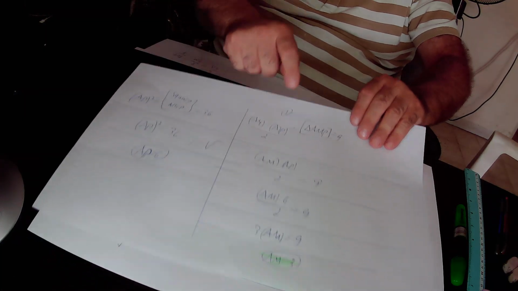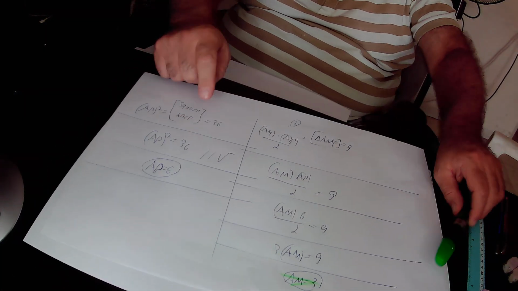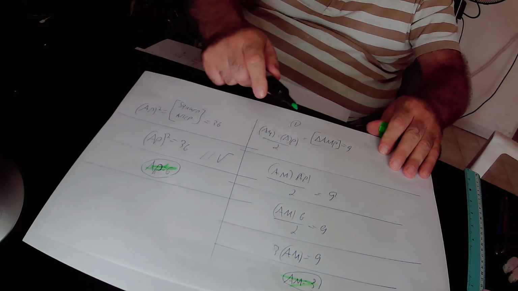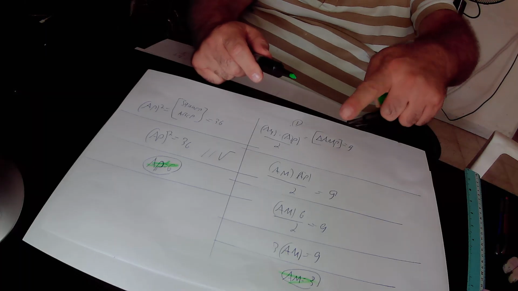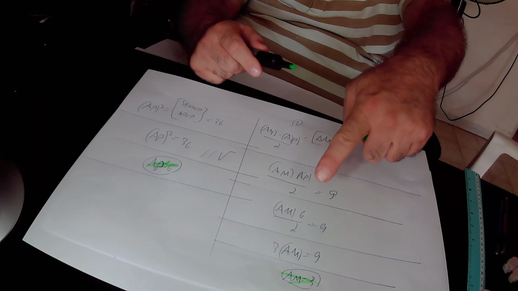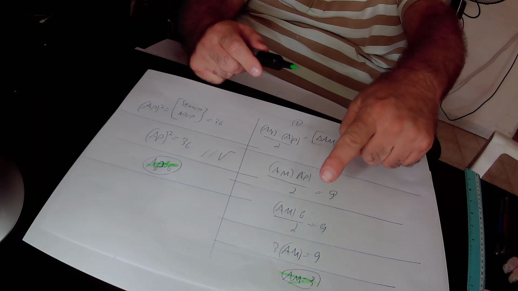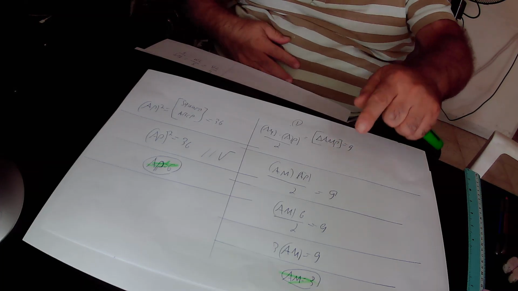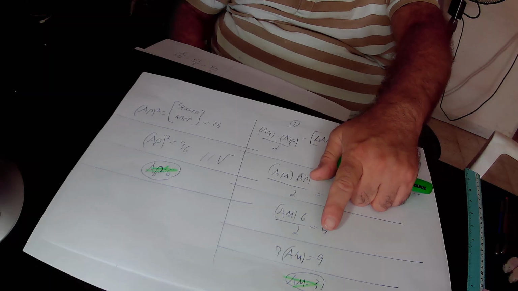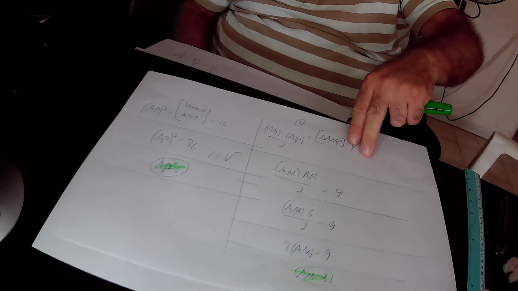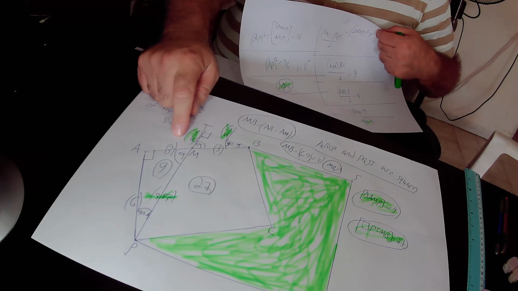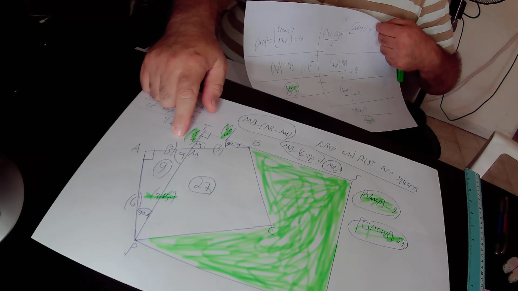AM is the missing side, and AP equals 6. So we substitute AP by 6, and we find that AM times 6 over 2 equals 9. 6 over 2 is 3, so 3 times AM equals 9. Here we divide the equation by 3 and finally find that AM equals 9 over 3, that is 3. So this side AM equals 3 units in length.